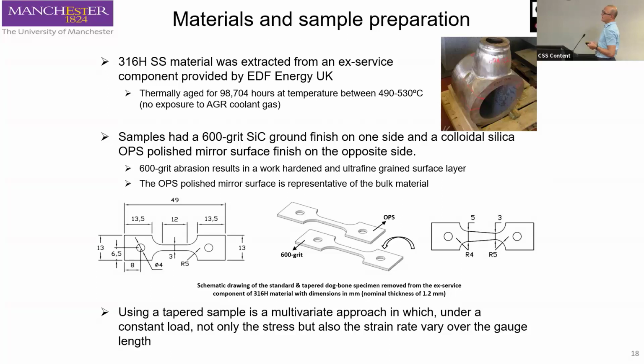But most importantly, in terms of surface preparation, with one sample we polished to a very fine level using oxide polishing suspension. So one surface was very finely polished in order to remove any deformation on the surface, and the opposite surface was ground to 600 grit to make it more representative of a typical industrial application.